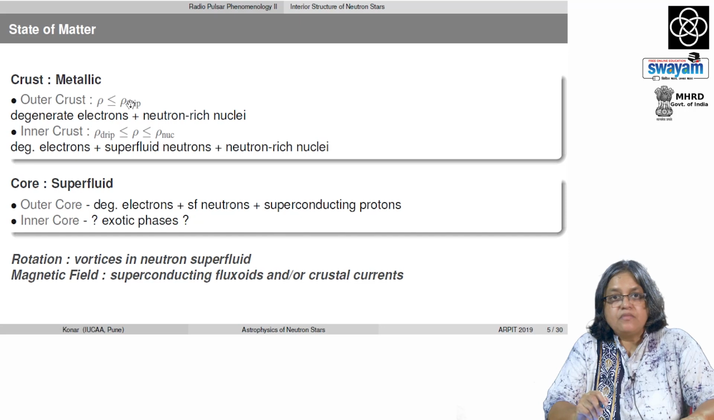And the core is expected to be superfluid. It has relativistic degenerate electrons, superfluid neutrons and superconducting protons.